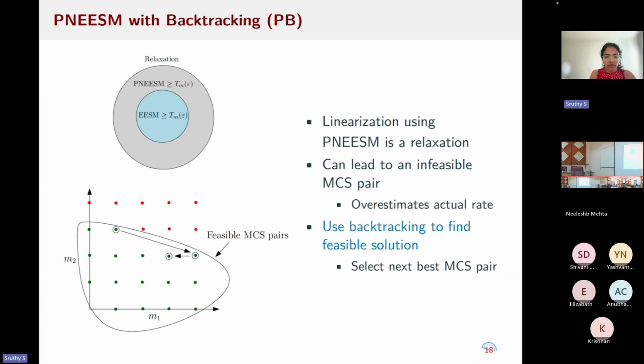For that, we are using a backtracking method in which, let's say, we have the feasible MCS pairs as shown in this figure, the green ones. And let's say this is the modulation and coding scheme pair that we got through the PNESM method. Then we check its feasibility using a numerical approach. If it's feasible, good enough, that is our answer. But when it is not feasible, then we go to the next highest weighted sum rate MCS pair and check its feasibility using the numerical approach. We continue this process till we get a feasible MCS pair. This process is called PNESM with backtracking, or PB, to find the optimal modulation and coding scheme pair.